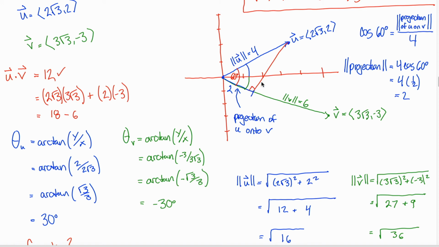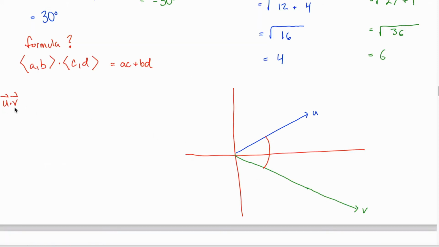Well, it turns out that you can. Recall that the dot product of u and v is just the length of the projection of this vector u onto this vector v.